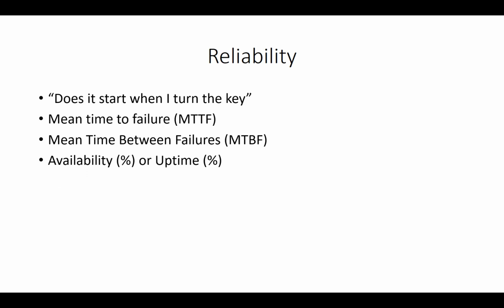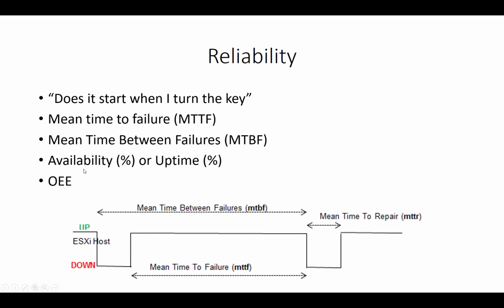Availability or uptime percentages. Overall equipment effectiveness. These are all things that we use. These are metrics we would use to define reliability. So this is what the graph looks like. So mean time between failures. Here we have our uptime, our downtime. So between when it first fails and when it next fails, the mean time to failure, right? Mean time to repair. These are all examples of things that we use in reliability.